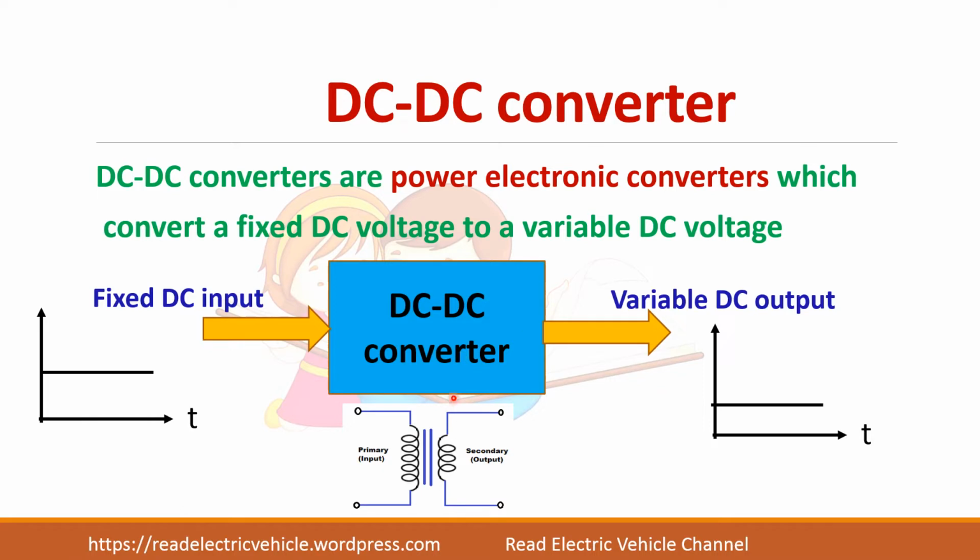So this can be considered as an equivalent of a transformer. So we know what an AC transformer will do. It can step up or step down the voltage. Similarly, DC transformer or this DC-DC converter functions like a transformer, but the input and output both are DC.